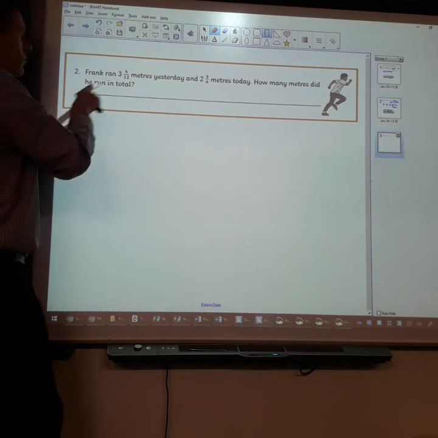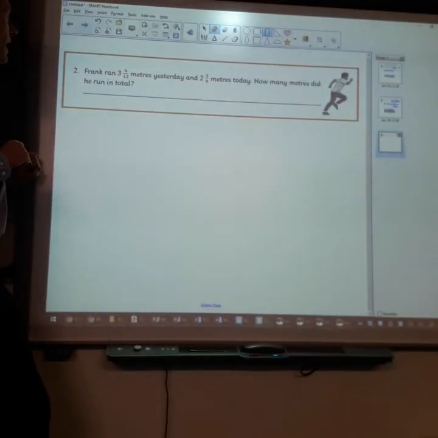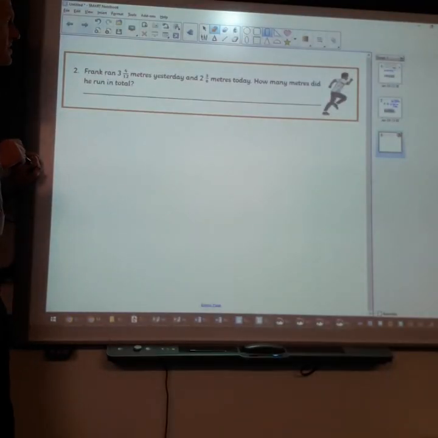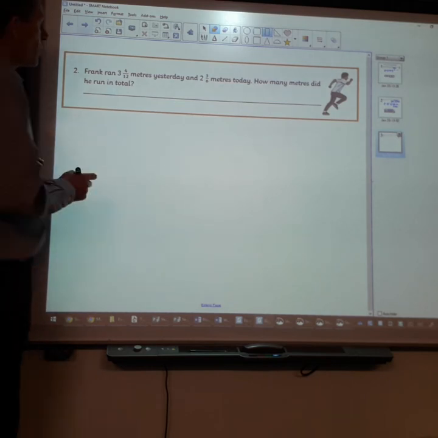This is from some work with mixed fractions. So Frank ran 3 4/12 of a metre yesterday and 2 3/6 of a metre today. How many metres did he run? Well, it would be much easier if it was in decimals, but it's not. So, how many did he run in total?